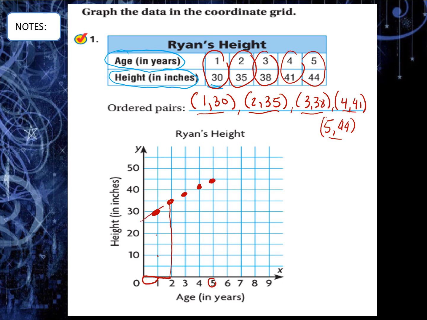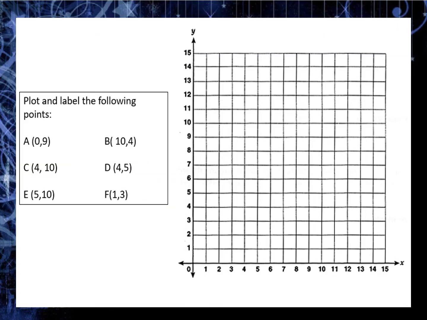And then I'll draw my positive slope line the best I can. And this makes sense. As my age increases, my height increases. Okay? Nice. All right, that does it for the notes. Let's go ahead and do some practice.